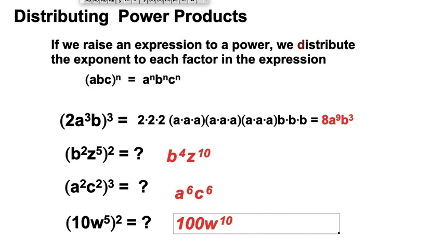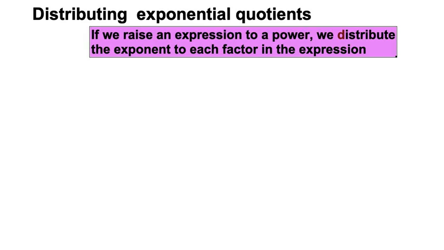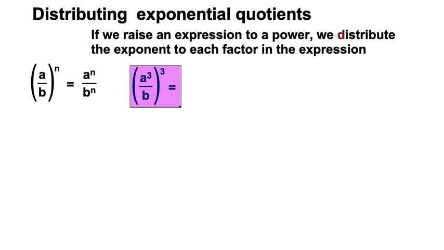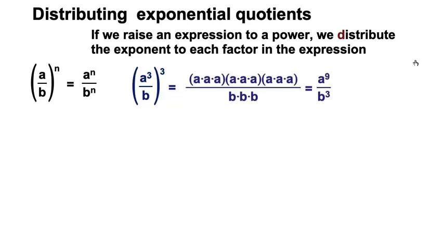Nice. Okay, we're almost done with this. So let's keep this momentum going. Let's do this on quotients. Quotient, again, we know that is division. We're going to distribute. In the abstract, we can distribute the n to both the a and the b. Here's an example. And let's expand that example.